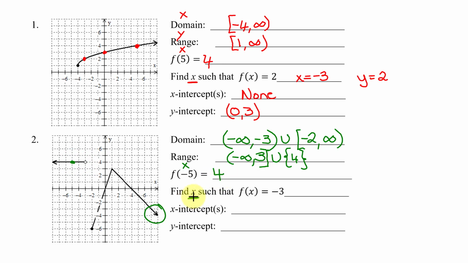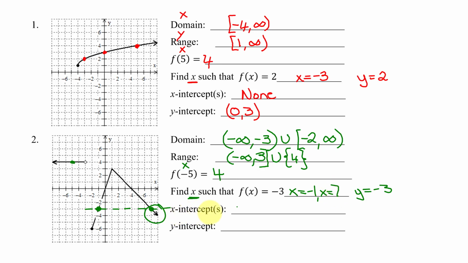Next, we need to find x such that f of x equals -3. Remember, that means y equals -3. So is there a point when y equals -3? If you look at the horizontal line, y equals -3, it crosses the graph twice. Once here when x equals -1, and the other time when x equals 7.